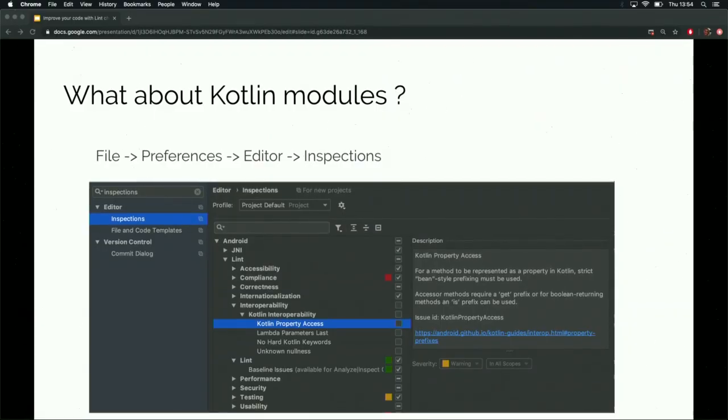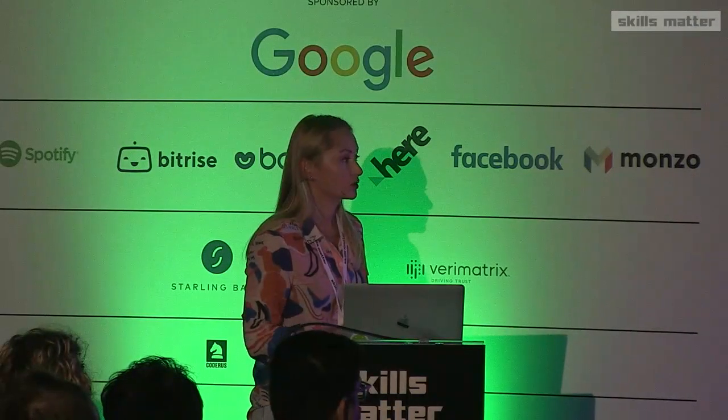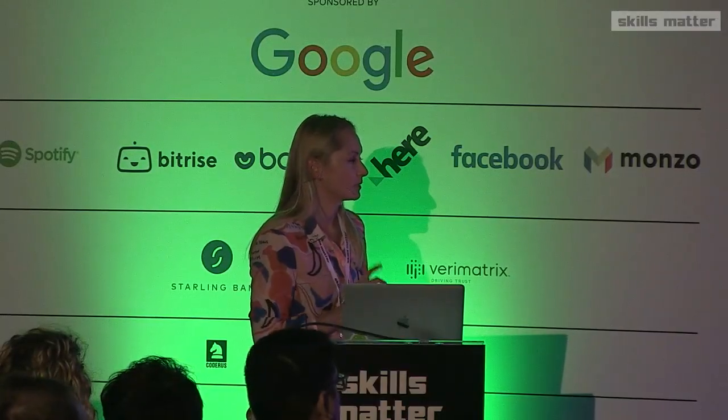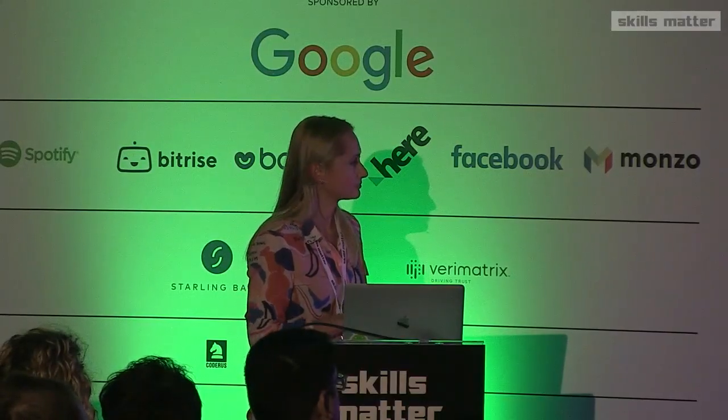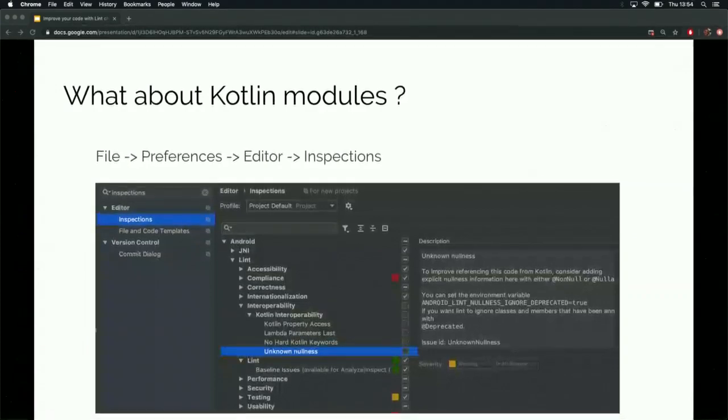There is another way that maybe you didn't see, but if you go through inspections, you can see what are the available linter checks in place for Kotlin, and by default they're not enabled. So it might be worth checking them out. So it would be like from Kotlin property access, when you want to make sure there is a prefix whenever you want to do a getter, to keeping lambda parameters last, to not using Kotlin hard-coded values in your method names, for example, and for nullness.